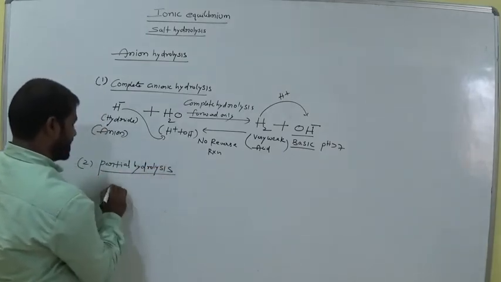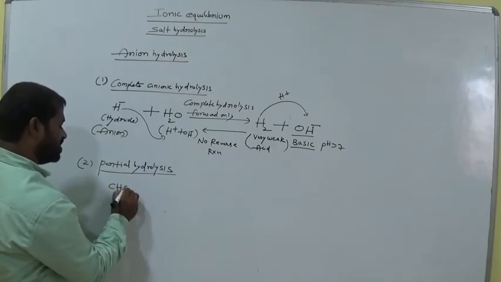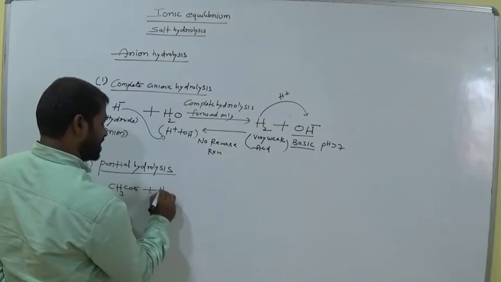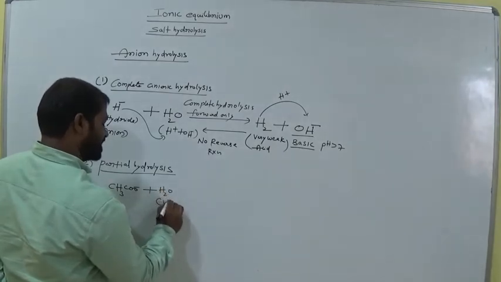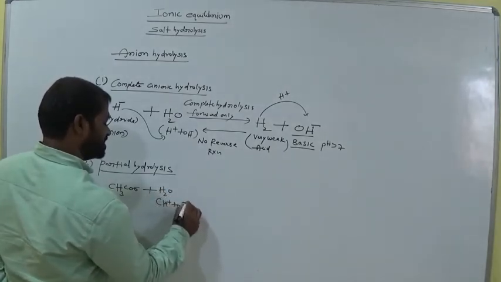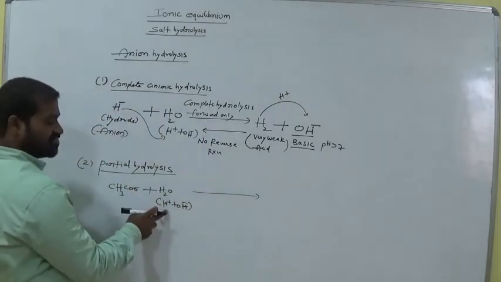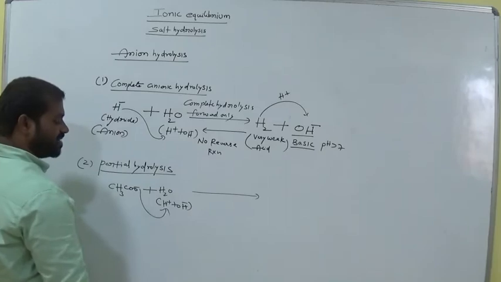Partial hydrolysis. Let us assume acetate ion, CH3COO minus. Now treated with H2O. What are the ions present? H plus and OH minus, am I right? Clear, all of you? This is negative, this is positive. Negative is attracted towards positive, am I right?